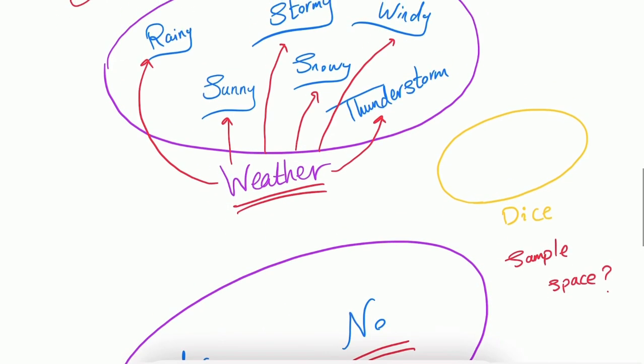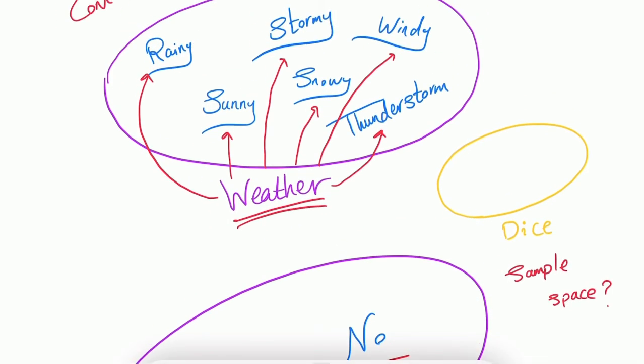Now, think about what happens when we throw a dice. In other words, what can happen? What are the possible outcomes of throwing a dice? So it's very simple. When you throw a dice, a number will appear, and the possible numbers are 1, 2, 3, 4, 5, and 6. Therefore, this yellow circle here will be the sample space of throwing a dice, because it can only be one of these 6 options here.